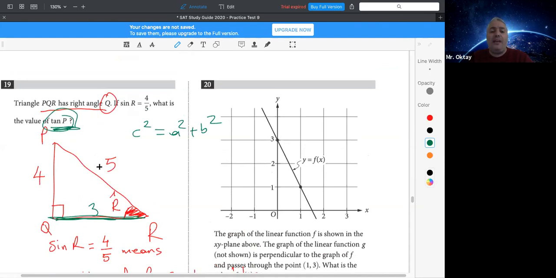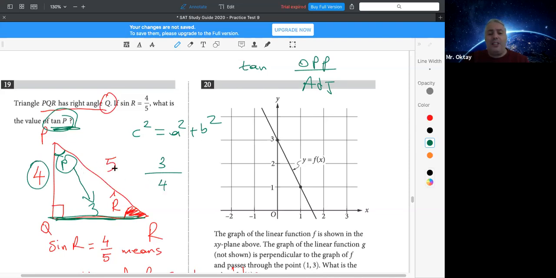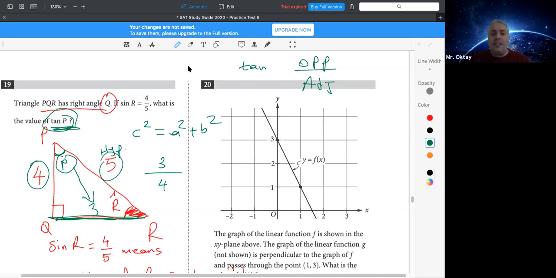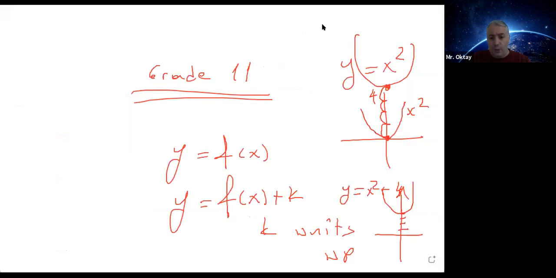Tangent of P. Be careful. P is here. Tangent means opposite over adjacent. So opposite of P, what do you have? Side 3. Adjacent of P, what do you have? Side 4. Do not tell me that, teacher, adjacent is 5. No, this is the hypotenuse. It is opposite the 90 degrees angle. So just let me remind you of simple rules. You have to know them very well.